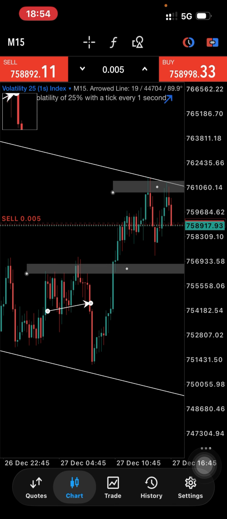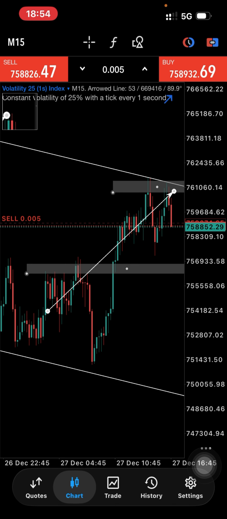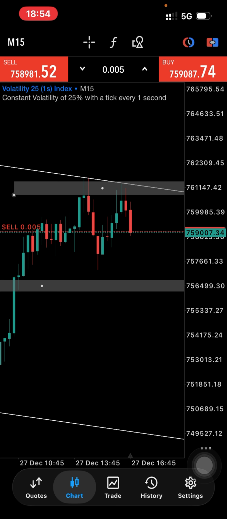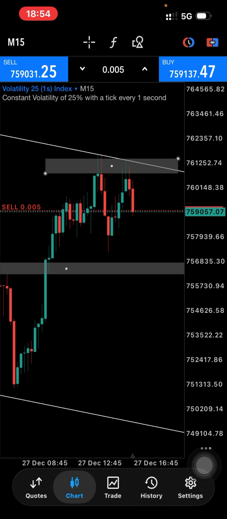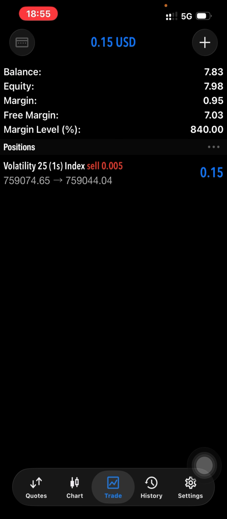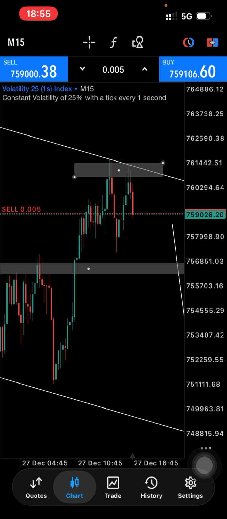It failed to break, went down, finally broke. So it's going to come somewhere around that area. If it can come around that area, I'll be happy to close my winnings. Right now we're running in a bit of loss, but we'll see how the market plays out.